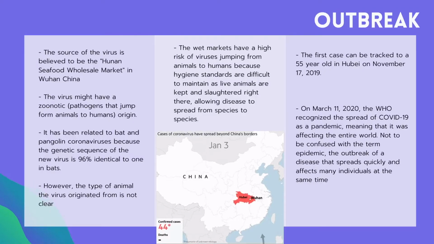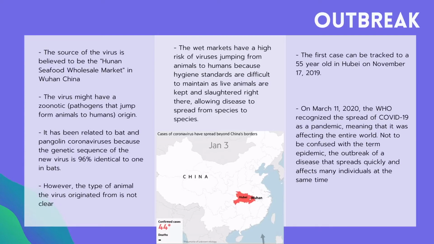The source of the virus is believed to be the Hunan seafood wholesale market in Wuhan, China. This means that the virus might have a zoonotic origin, meaning that pathogens can jump from animals to humans. It has been related to the bat and pangolin coronaviruses because the genetic sequence of the new virus is 96% identical to the one in bats. However, the type of animal the virus originated from is still not clear.